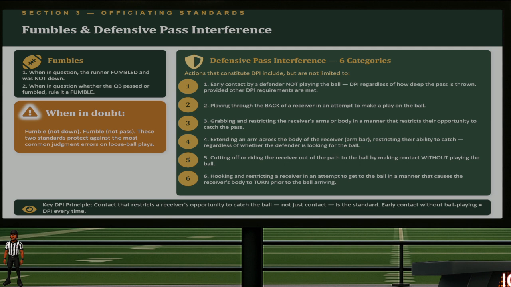The key principle running through all 6 categories: contact that restricts a receiver's opportunity to catch the ball, not just any contact, is the standard.